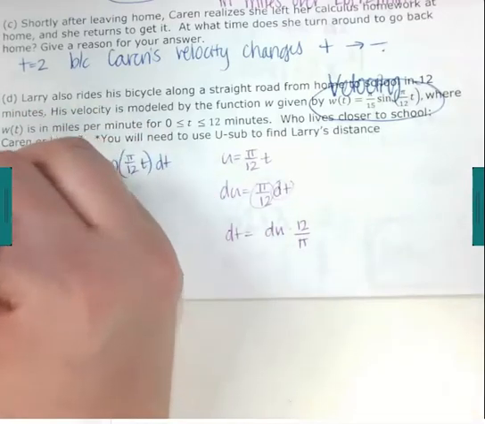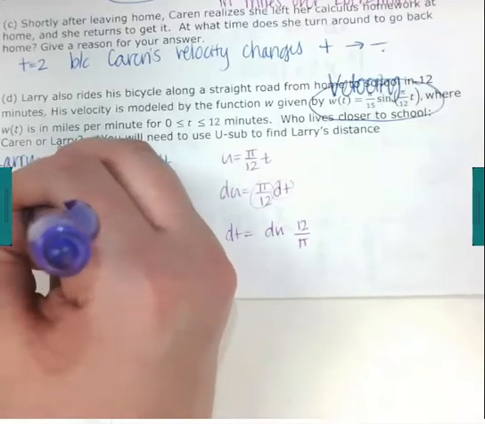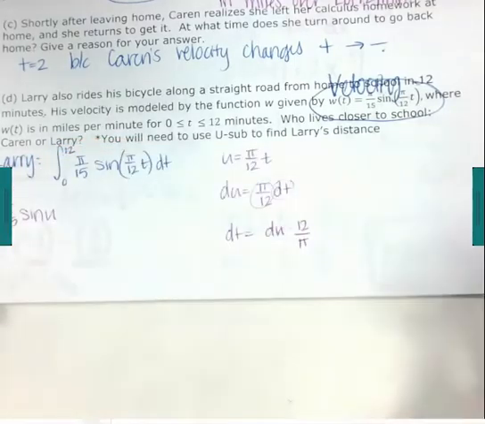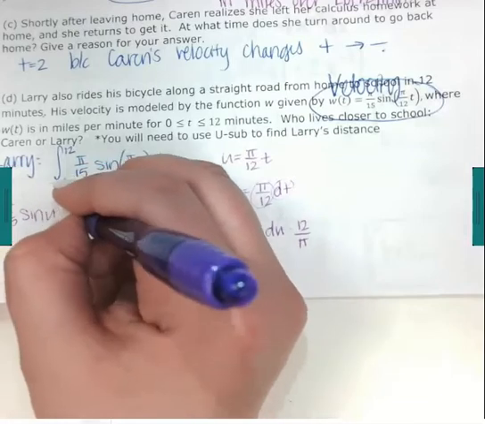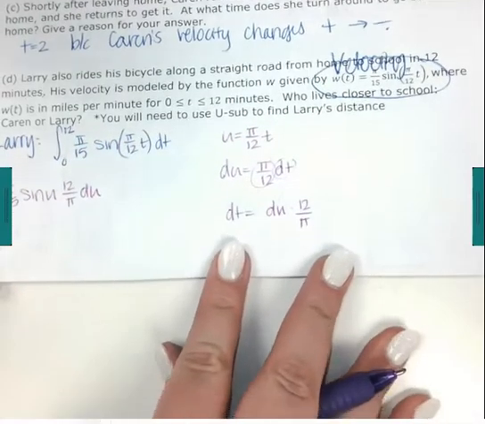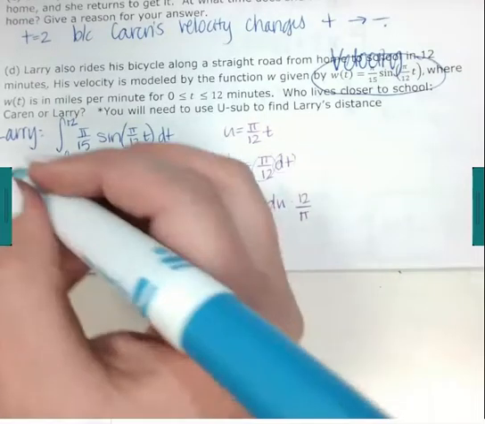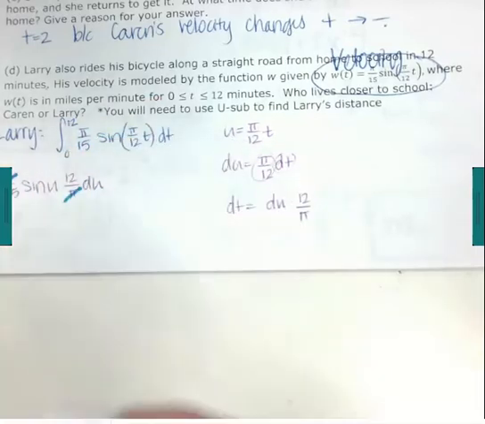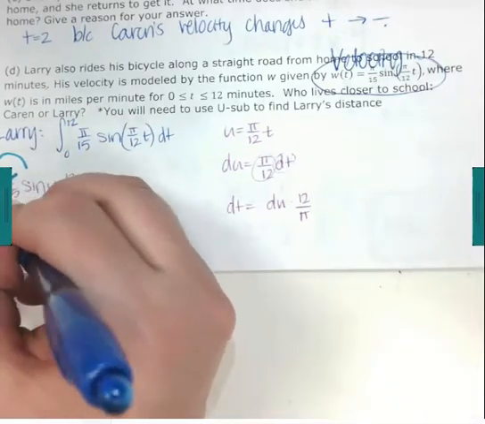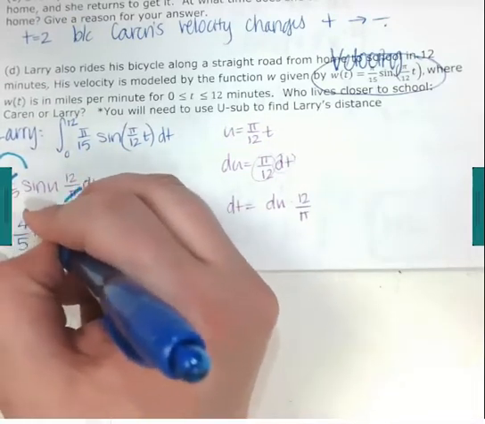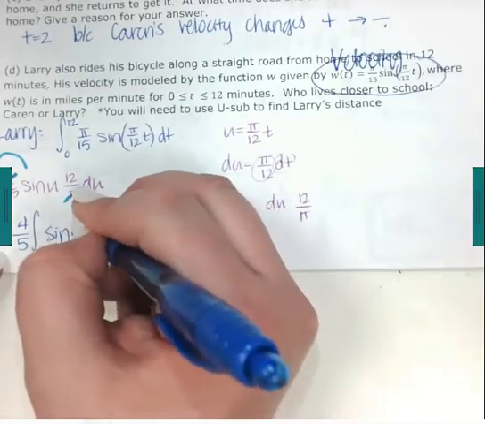Okay, so redo your integral. You have a pi over 15 in the front, sine of u, and then your dt is now a 12 over pi du. Again, order doesn't matter if you put the u or whatever first or second. What happens to the pi's? 12 over 15 is going to come to the front. What is 12 over 15 when I reduce it? 4/5. So I have the integral of 4/5 sine u du.